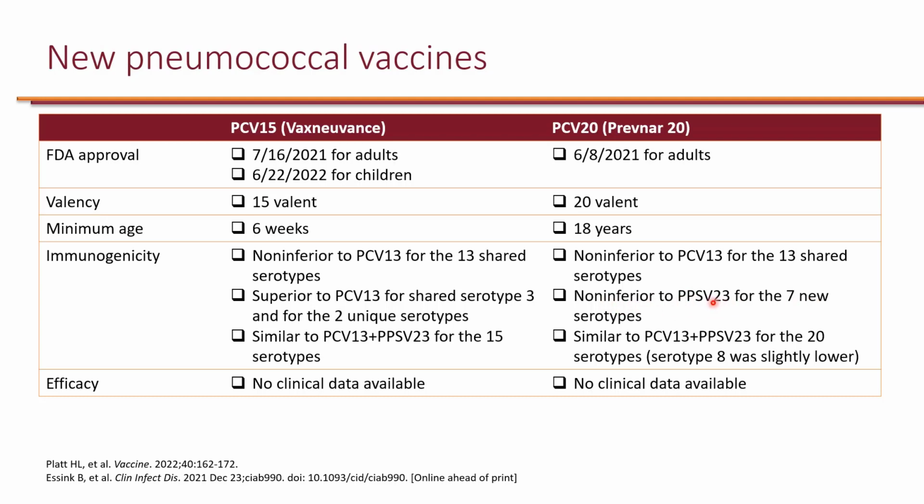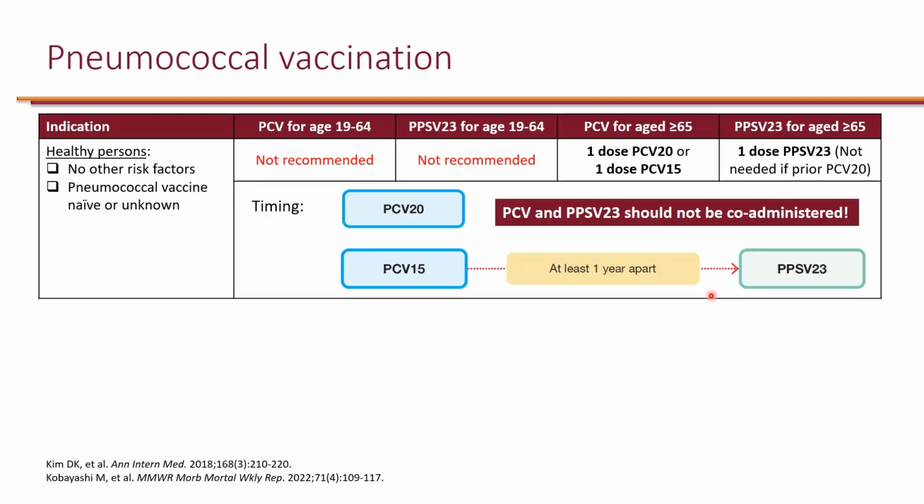And it has been shown to be non-inferior to those 7 serotypes that are also included in PPSV23. So here are the recommendations for receiving the pneumococcal vaccination. In general, we can think of healthy persons with no risk factors for getting pneumococcal disease, and then of course those who have risk factors, and we'll go over what those risk factors are.